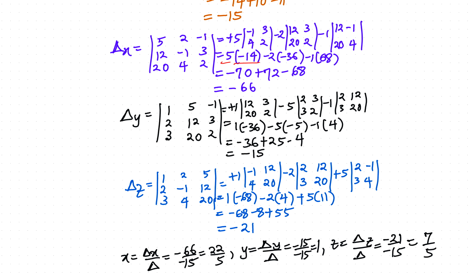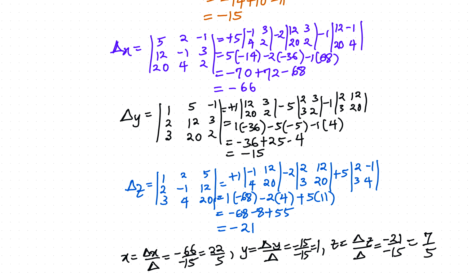Then we move on. 5 times minus 14 is minus 70. Minus 2 times minus 36 is minus times minus, plus. 2 times 36, 72. Minus 1 times 68 is minus 68. If we add that up, minus 70 plus 72, that's plus 2, because you're owing 70, but you have 72. You pay 70, you have 2. So plus 2 minus 68. You have 2, but you're owing 68. So you're still owing 66. That's why you have minus 66 there. So that's delta x.